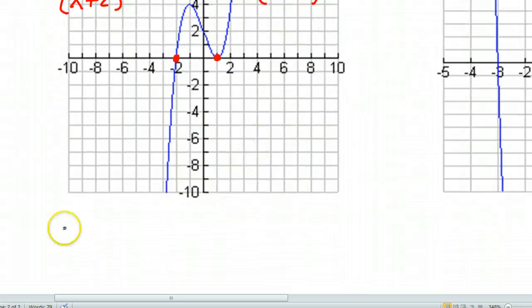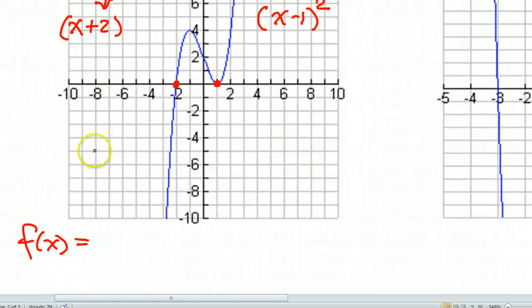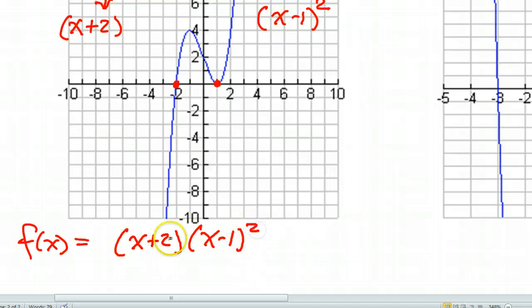So I can go ahead and write my function now. I will have f of x equals x plus 2, and then x minus 1 squared. That's my function. The only other thing I have to pay attention to, one more little thing.